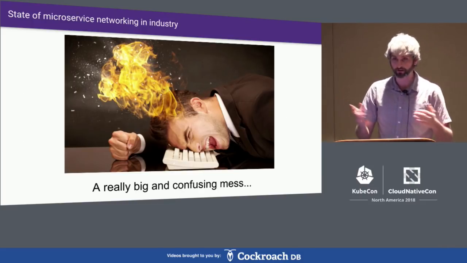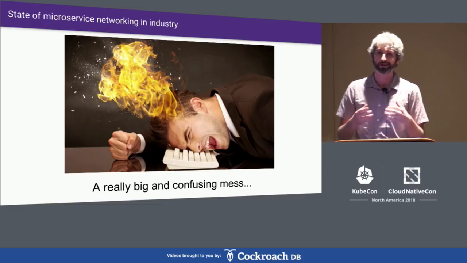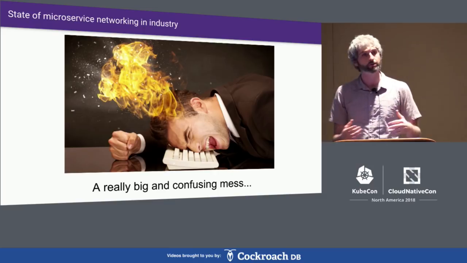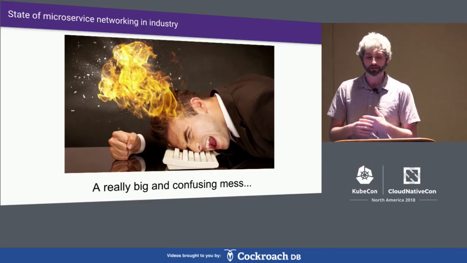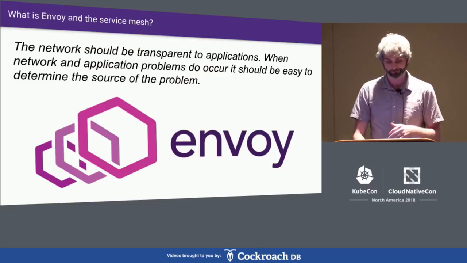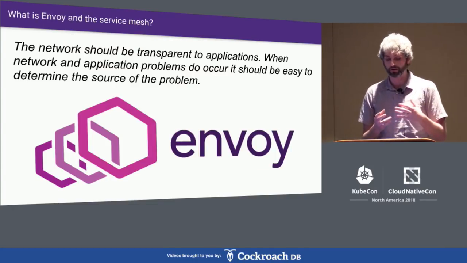So that leaves us here. And this is where I think most organizations wind up after they start doing microservices without a firm plan around networking and observability, and it can get bad pretty quick. So that brings us to the Envoy project and service mesh in general.